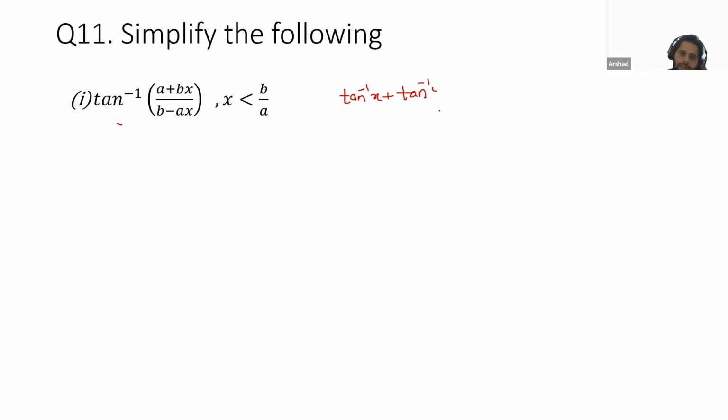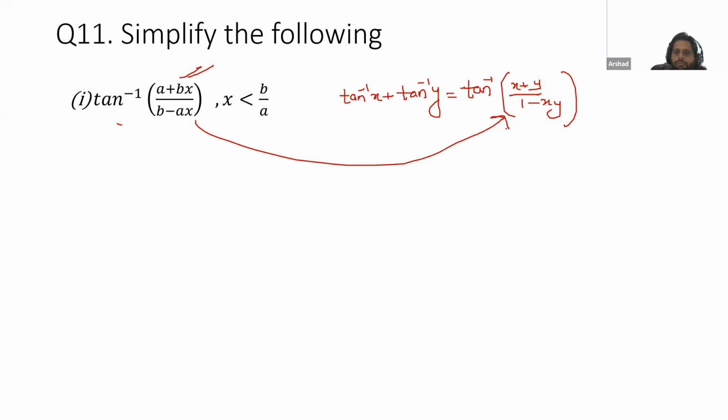Tan inverse x plus tan inverse y is equal to tan inverse of (x plus y) by (1 minus xy). Okay, so you need to simplify this. So in this expression, please change this form into this form. Change this form into this form. Then we can simplify this one. Okay, so what we can do here, we need 1.